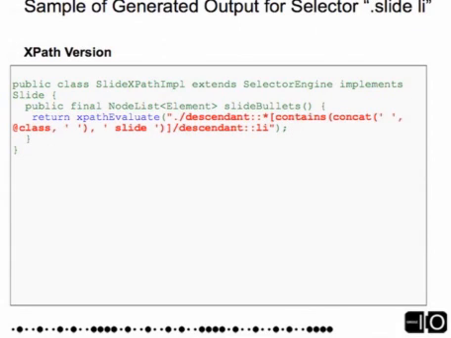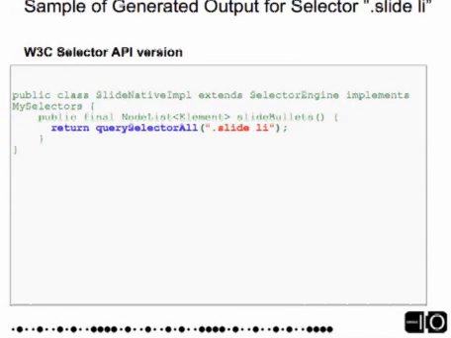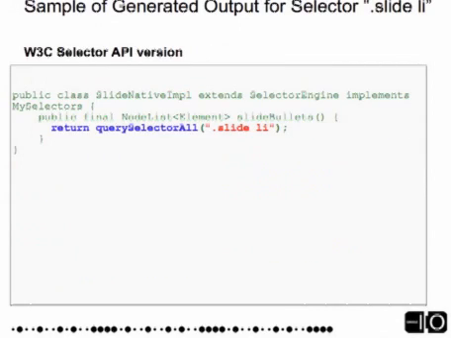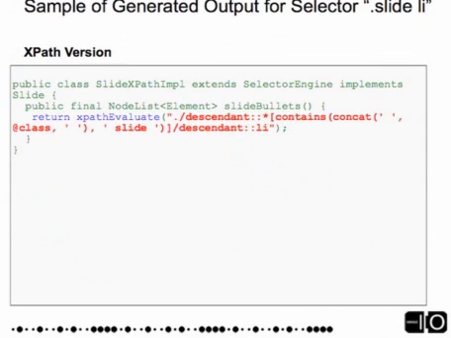The XPath version for Firefox, Opera, and any other browser that supports XPath looks like this. SlideXPathImpl extends SelectorEngine. And what you see there is an XPath expression that's actually the translation, at compile time, of one of those selectors, the slide li. If you don't know XPath, this won't really make sense to you. But the key takeaway is that it was done statically at compile time. So at runtime, all it has to do is feed that string to the browser's native XPath execution engine.